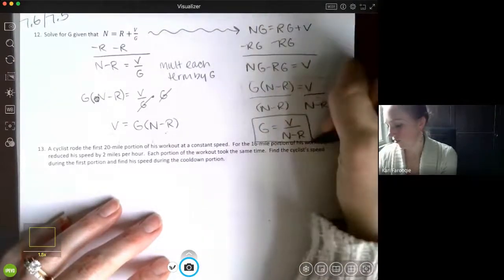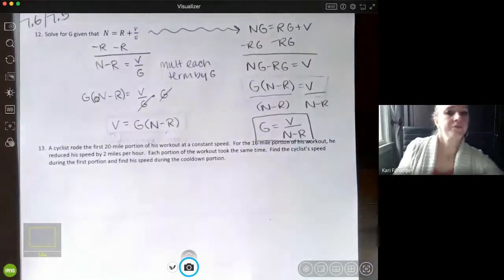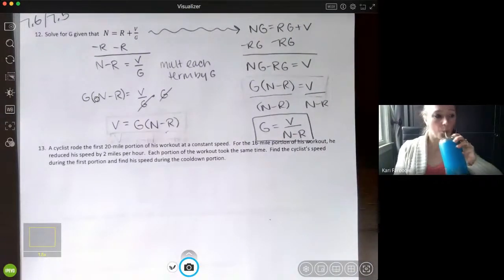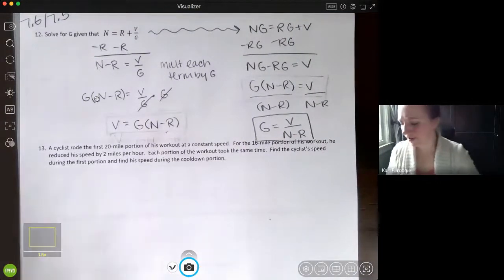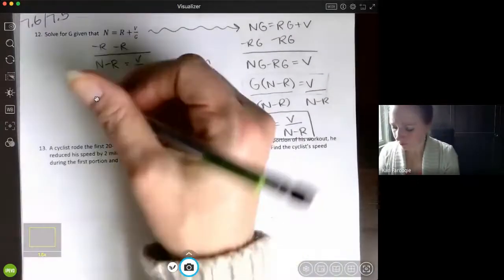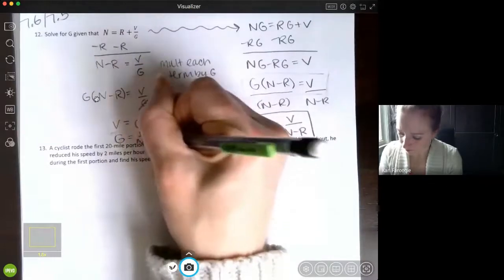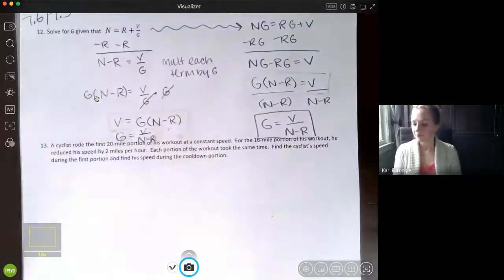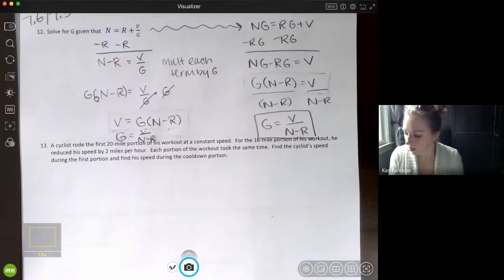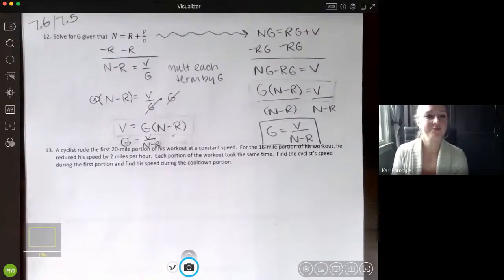Solve for g. And you can see here how you'd get the same thing to happen just by dividing both sides by n minus r. So yeah, same answer. Questions on 12? Sorry about that.